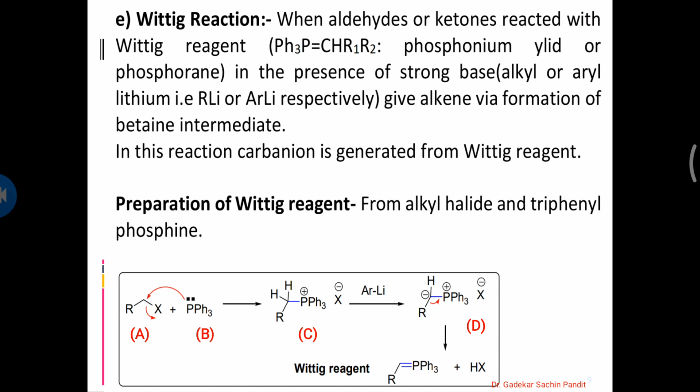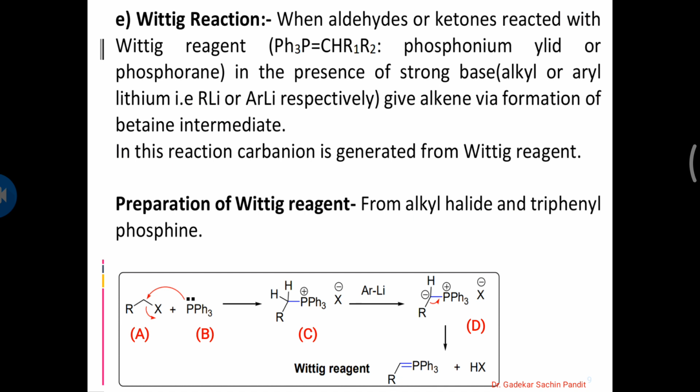Okay, in this reaction a carbanion is generated from the Wittig reagent. So first is the preparation of the Wittig reagent from alkyl halides and triphenylphosphine. In this reaction, B is the phosphine and A is the halide. The phosphine reacts with the halide to form the C compound, by a substitution reaction.